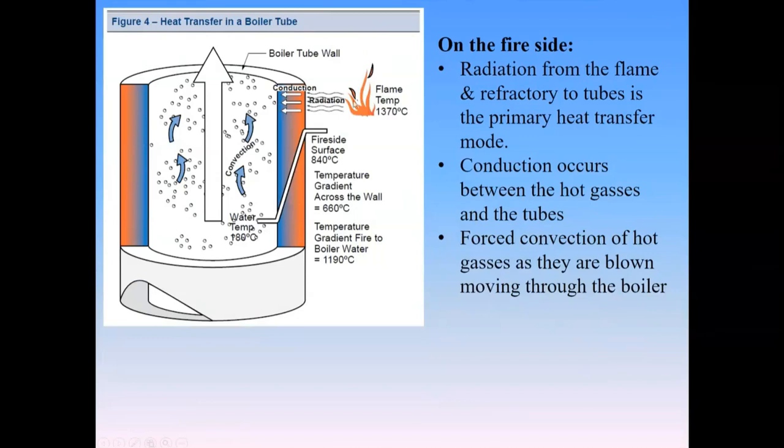So we get radiation that gets absorbed to the tubes, and in order for it to make its way to the other side, we have a couple of forms of heat transfer that happen. Radiation makes its way to the outer edge of that metal. Conduction takes the heat through the metal, and then convection transfers heat to the fluid that's passing over that surface. So we have all kinds of different heat transfer mechanisms when we talk about that energy making its way into the water or the steam inside the boiler.